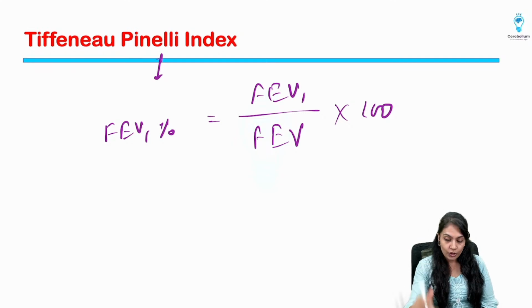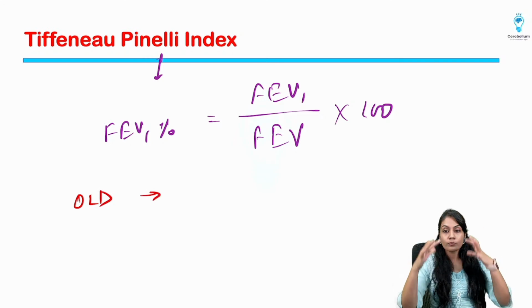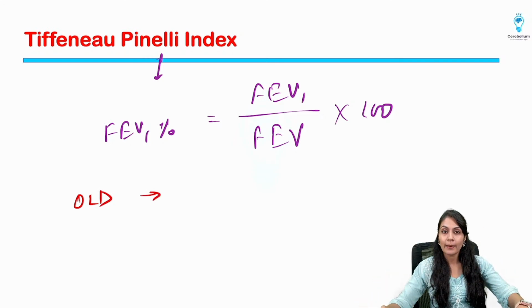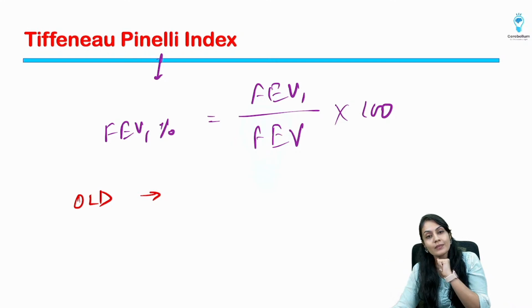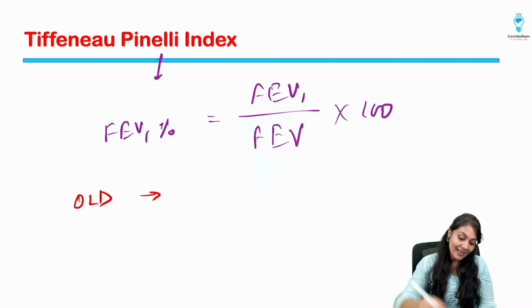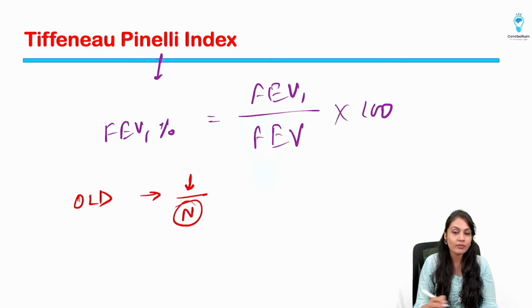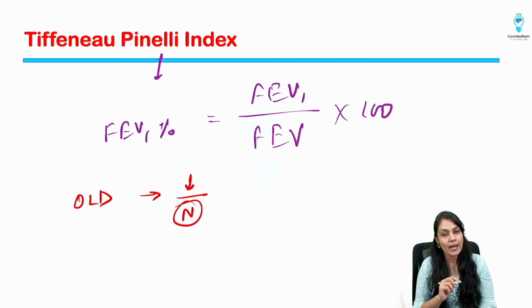If there is an obstructive lung disease, remember what is going to happen. If there is an obstruction, the numerator will fall, right? In obstructive lung disease all the air can come out, but it is going to take more time, and that means during 1 second less air will come out. If less air is coming out, that means FEV1 is going to be less. What is going to happen to the ratio? If the numerator is less, the ratio will be less too.